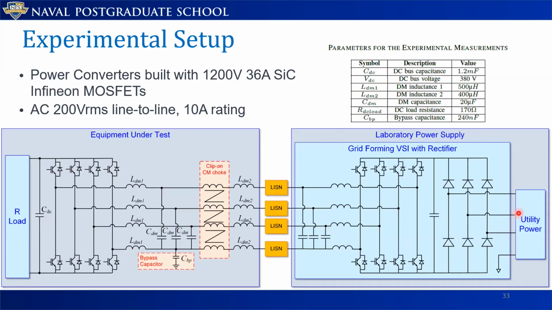And then this is the equipment under test for this. Sorry, I was going the other way around. This is the laboratory power supply, the grid forming converter, and this is the equipment under test on the left-hand side, where we had to add a clip-on Kalmo choke and a small bypass capacitor as well. Again, this is the high frequency EMI, which we are not modeling, and of course it pops up in the lab.